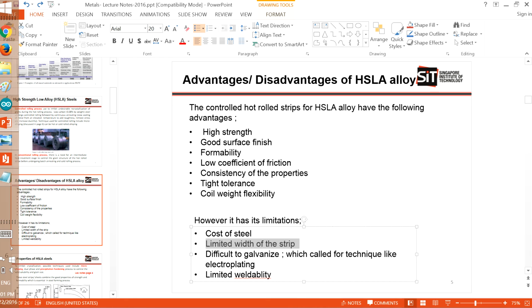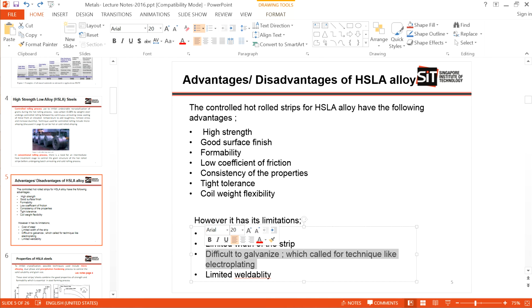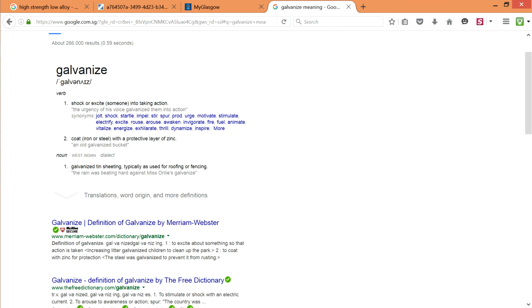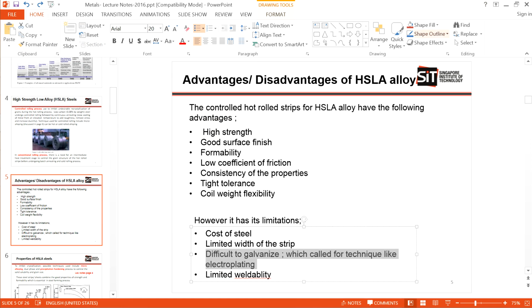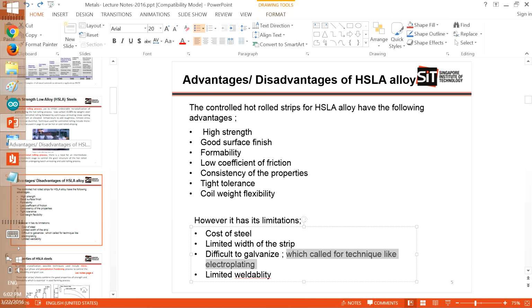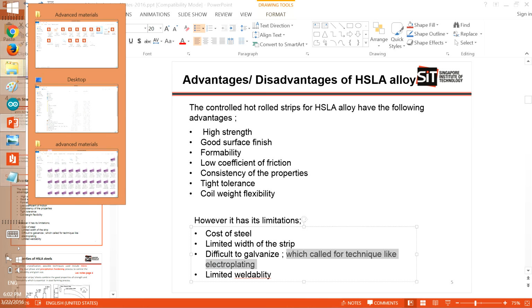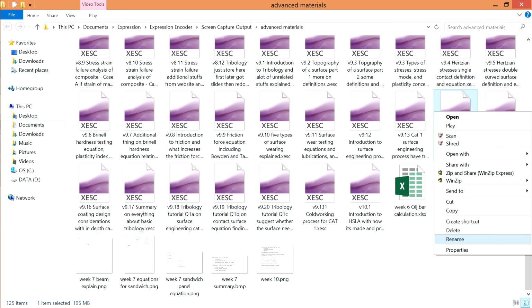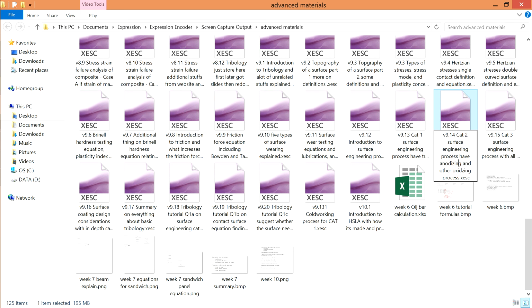And then difficult to galvanize. Galvanizing is a coating, a protective layer of zinc. The zinc itself is to protect against corrosion. So you want to coat it with zinc, and when you coat it with zinc, you sometimes use the method of electroplating. If you remember, in a section, I forget which video already, I think it's 9.14, we talked about anodizing.